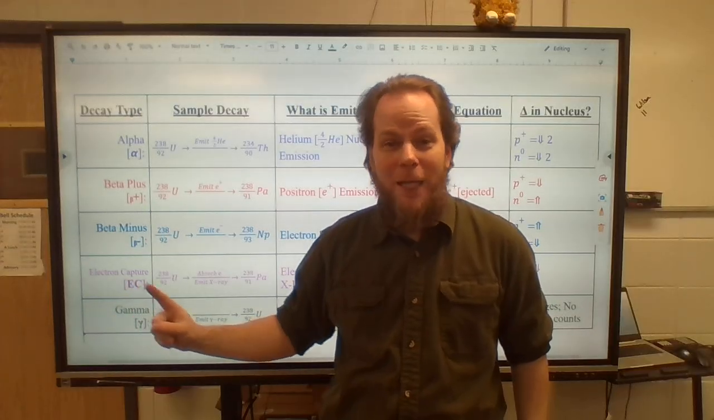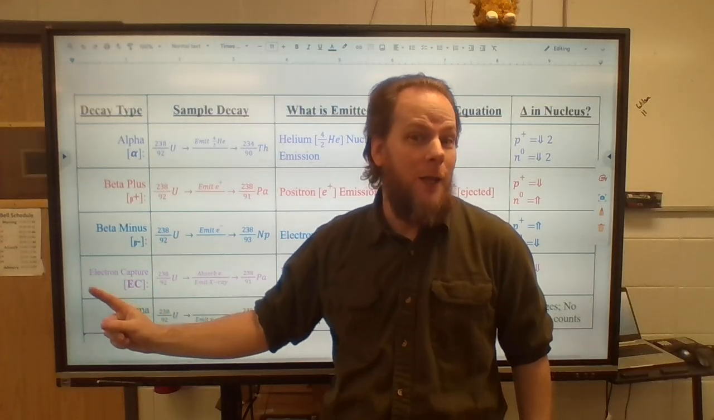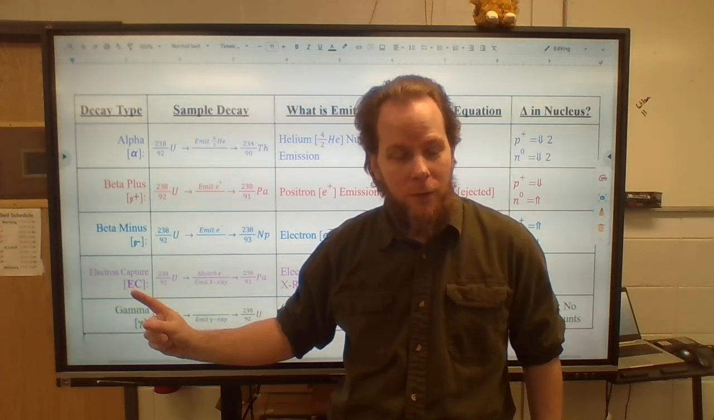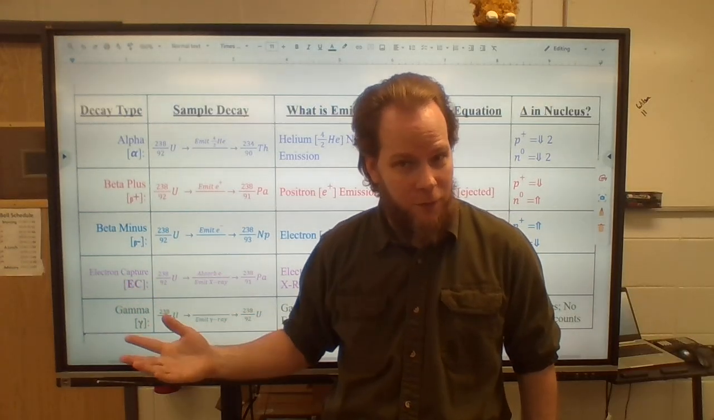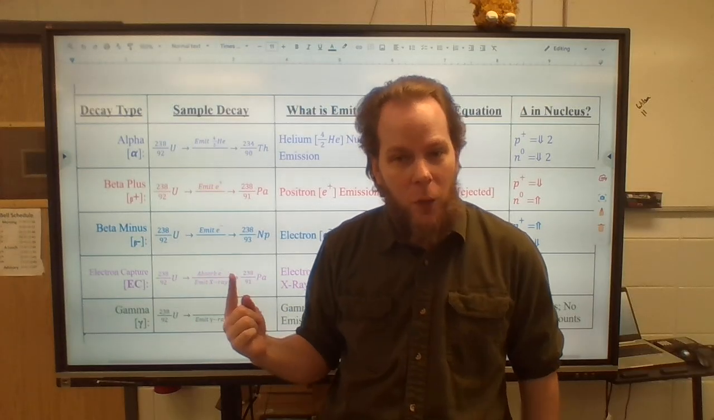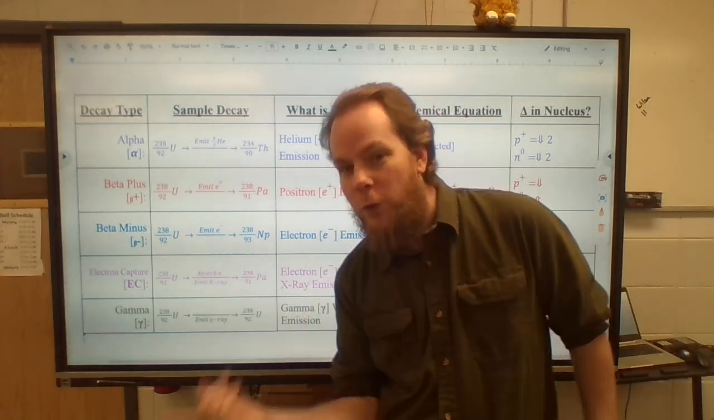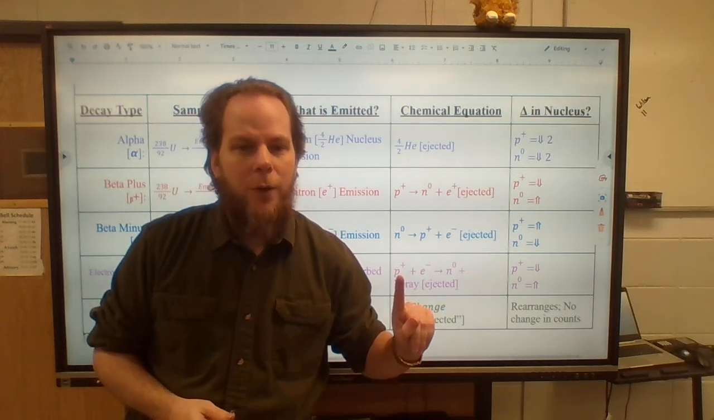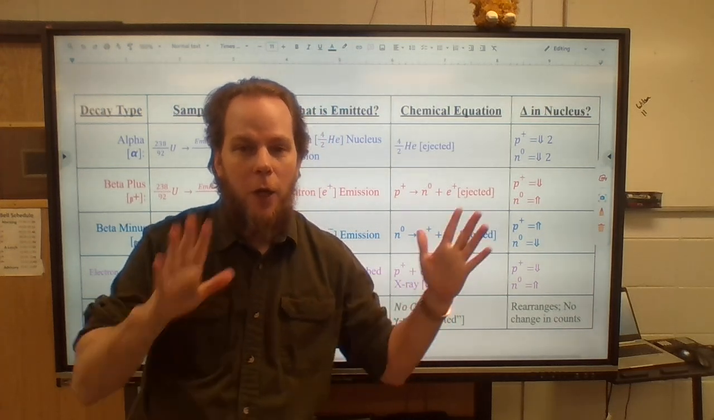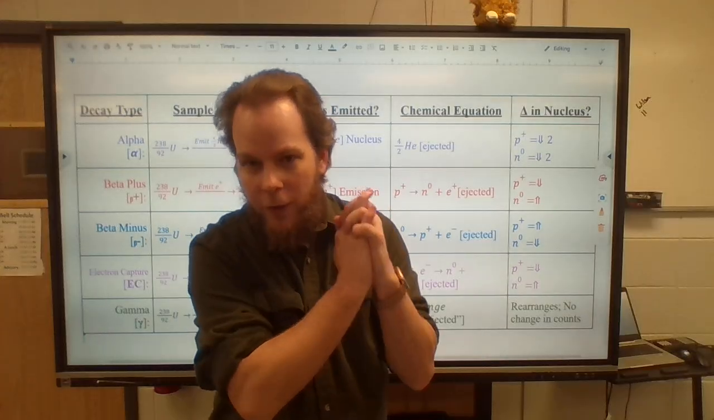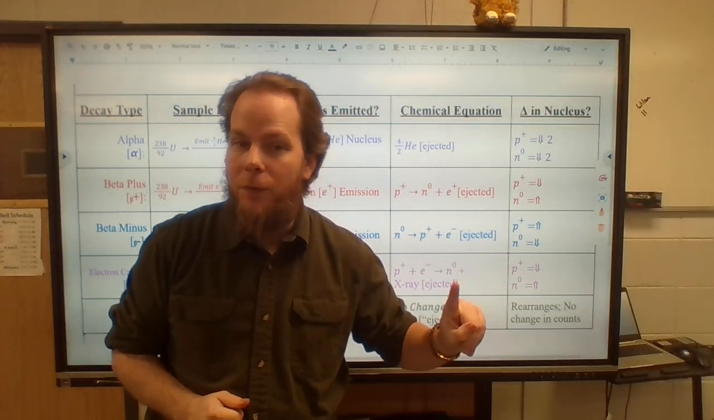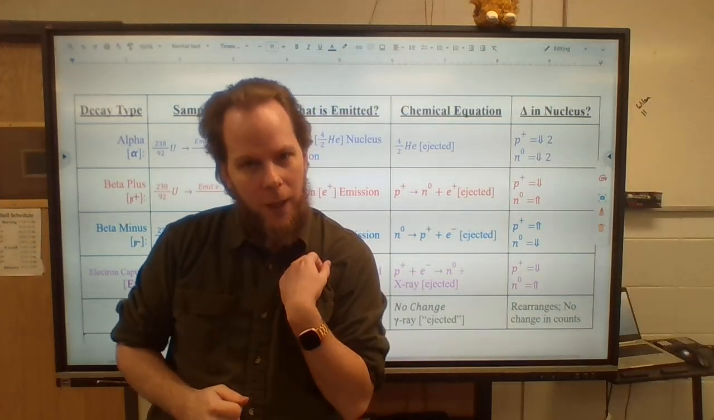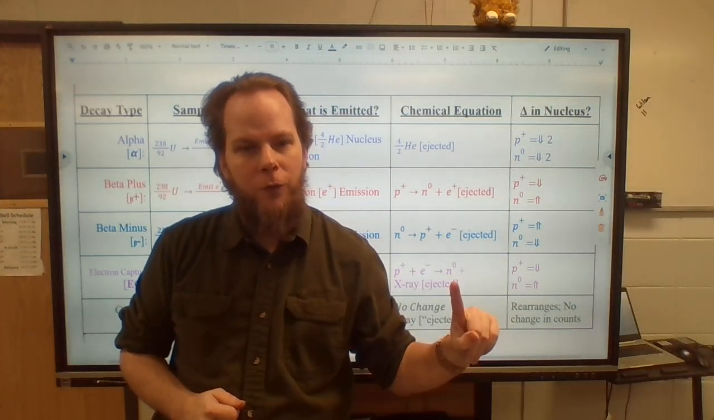Well, the name pretty well says it all here. Electron capture. An electron is being captured by the nucleus. So the nucleus is absorbing an electron, and so it's doing the opposite of this up here. So now you have a proton and an electron merging back together, those charges canceling and forming a neutron. So the proton grabs an electron, merges with it, and turns into a neutron.